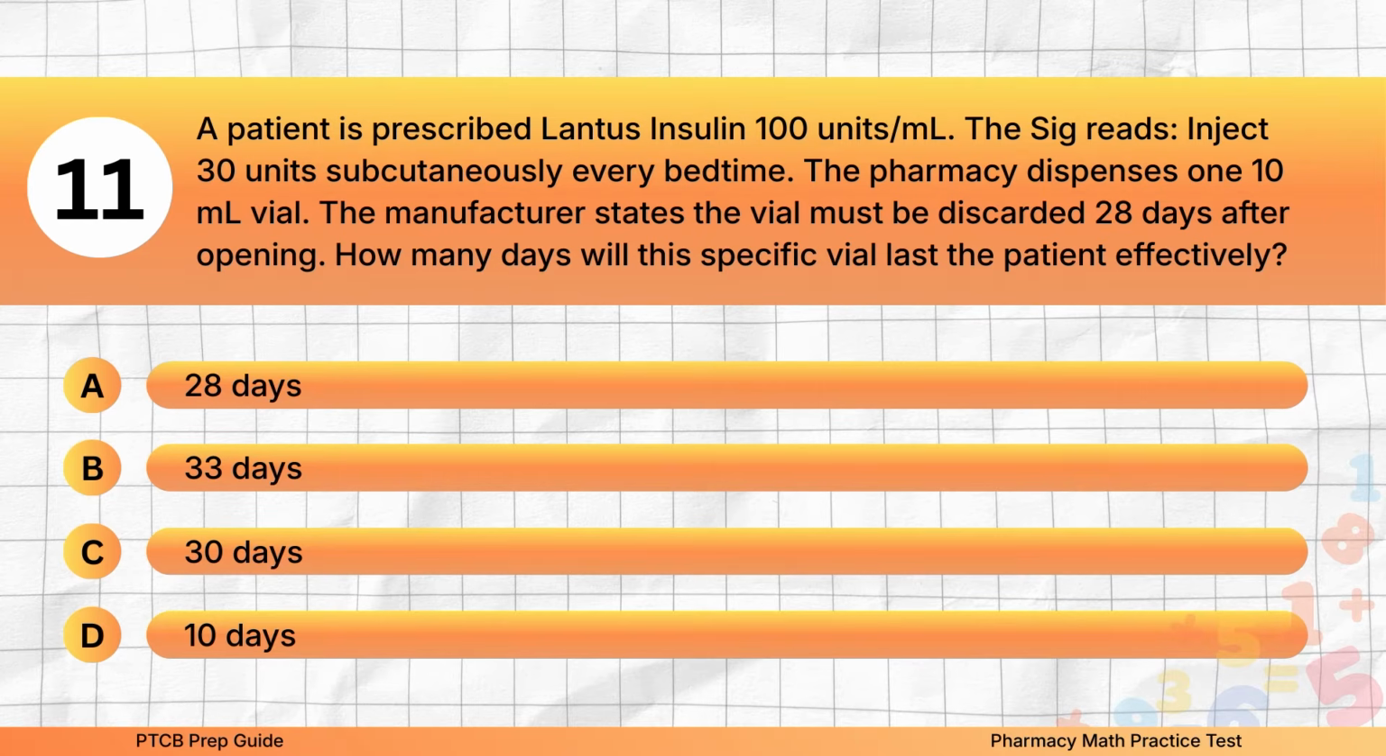A patient is prescribed Lantus insulin 100 units per milliliter. The SIG reads, inject 30 units subcutaneously every bedtime. The pharmacy dispenses one 10 milliliter vial. The manufacturer states the vial must be discarded 28 days after opening. How many days will this specific vial last the patient effectively? Options are A, 28 days, B, 33 days, C, 30 days, or D, 10 days. Go ahead and hit pause to work this one out.